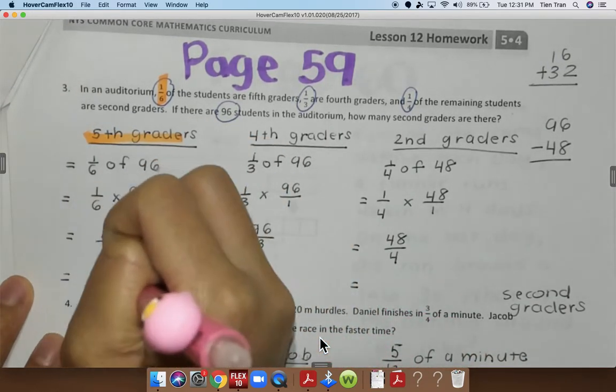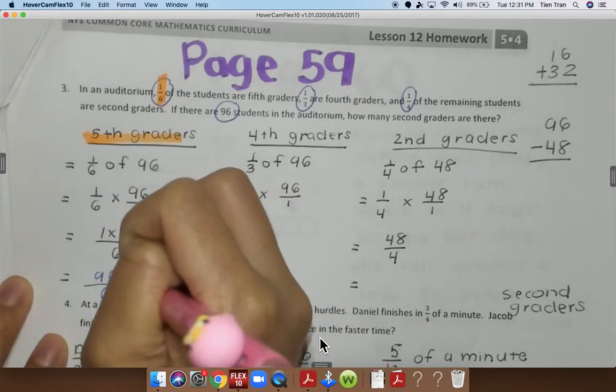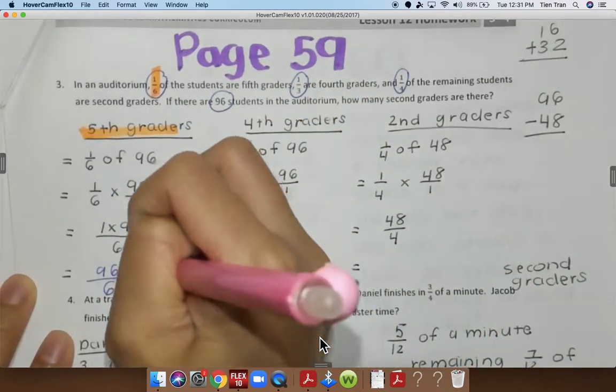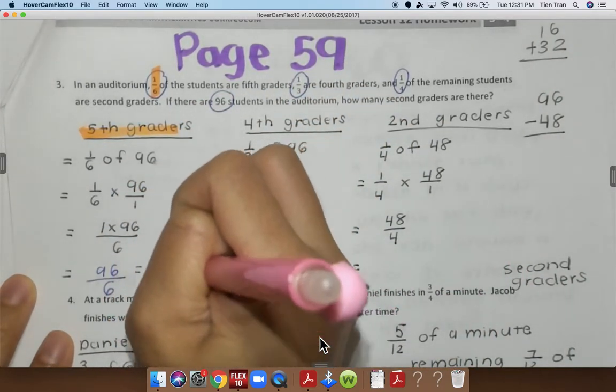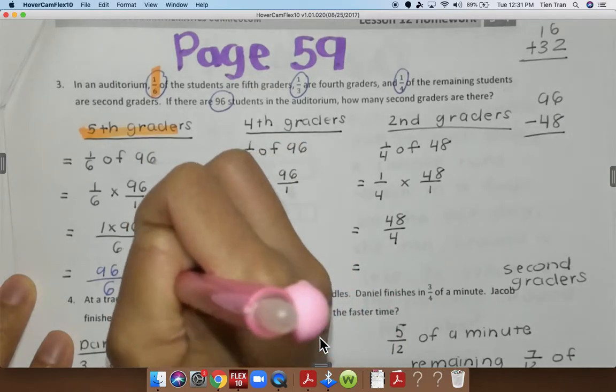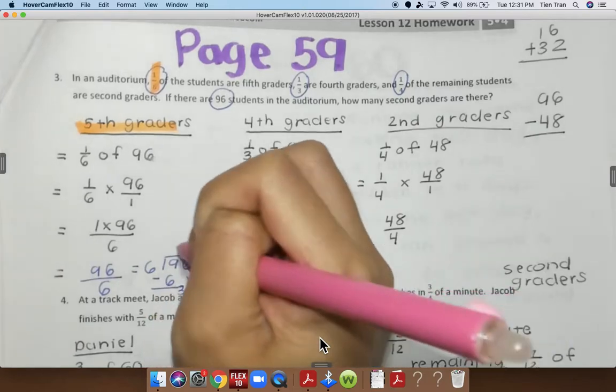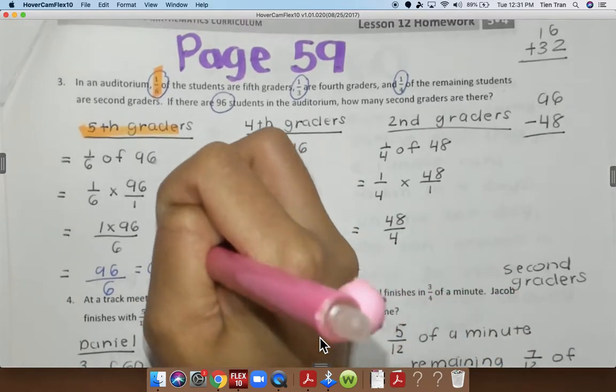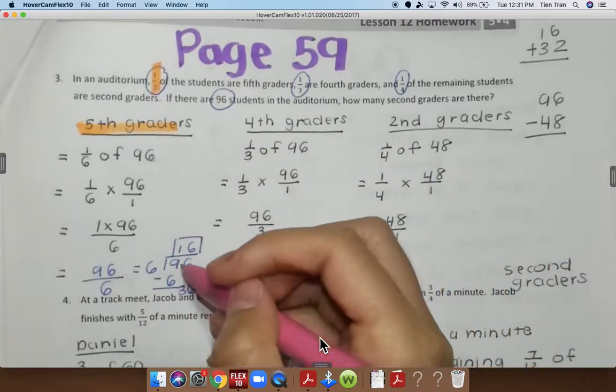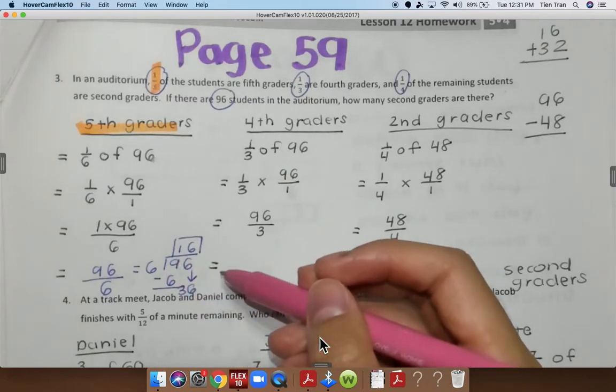And I have 96 divided by 6. So now I am going to divide. How many times can 6 go into 9? 1 time. What is 6? 9 minus 6 is equal to 3. Bring down your 6. 6 can go into 36 6 times. So what that means is there are 16 5th graders.